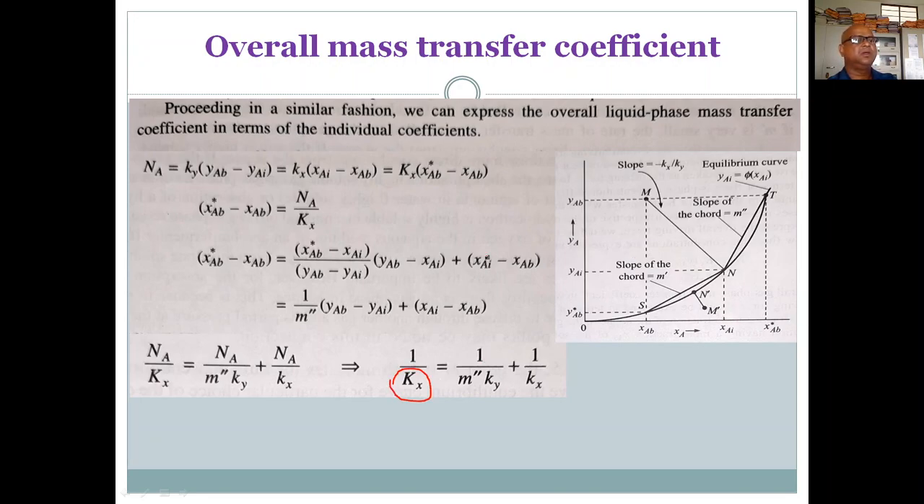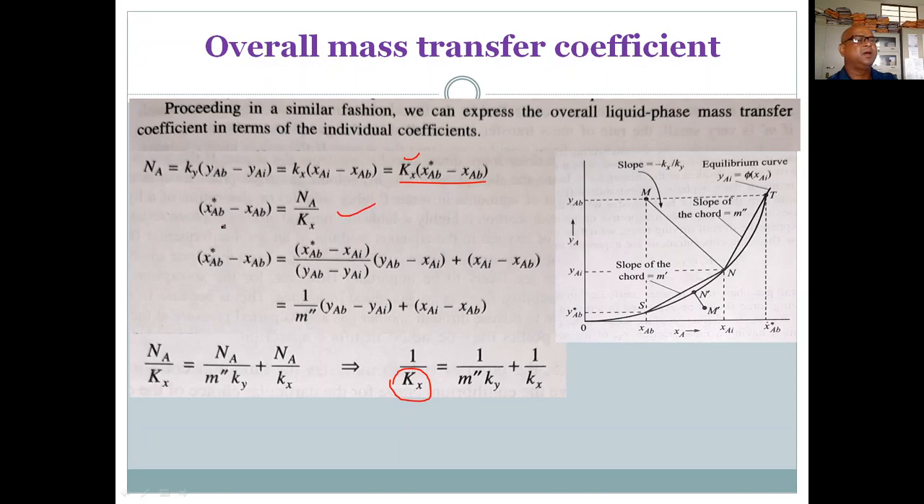How will you do this? So I can write the same thing, Na equal to small ky times YAB minus YI for gas phase, and for liquid phase kx into XAI minus XAB, that is the same. Then this is the overall mass transfer coefficient based on liquid phase, and the driving force will be XAB star minus XAB. So now we know this is equal to capital N by Kx, this equal to capital N by small kx, and this will be equal to N by capital K, just like the previous thing.